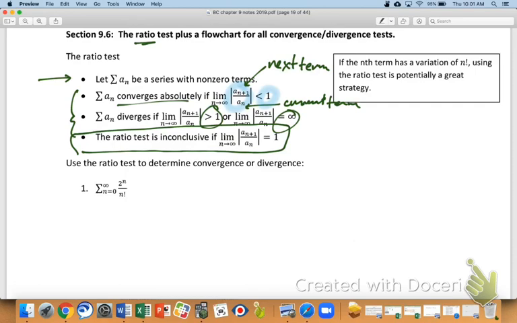I put the little note off to the side here that says, if you got an nth term with a factorial in it, probably the ratio test is going to be the best tool for the job. Although the ratio test can be used on other things as well. It can be used on a lot of things.